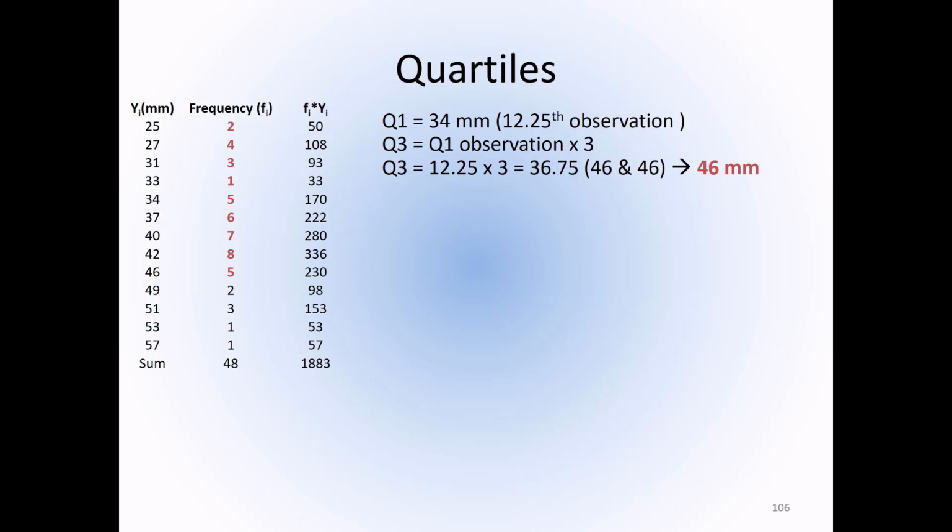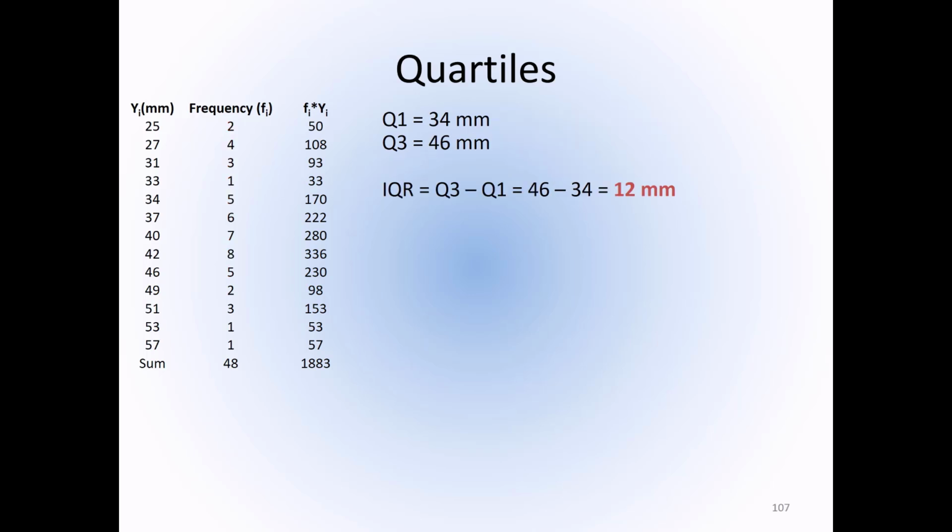Finally, we can use the same process that we did previously to quantify quartile 3, multiplying quartile 1 by 3. So this would then be the 36.75th observation. We can go through and we can count observation 36 and observation 37. They both have the same value again, so our quartile 3 is 46. For our interquartile range, we take the value of quartile 3, subtract quartile 1, and then we get our interquartile range of 12. Now we went through this relatively quickly.